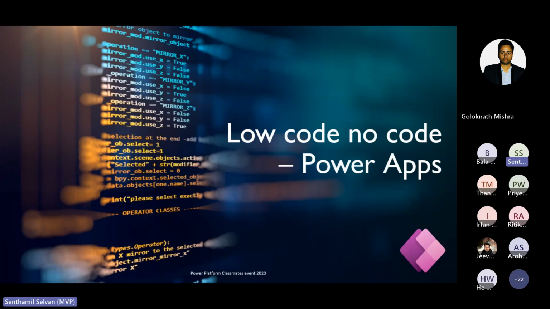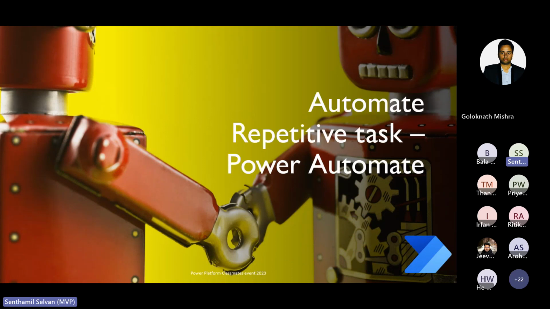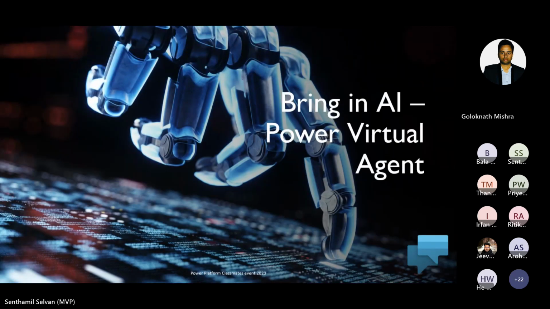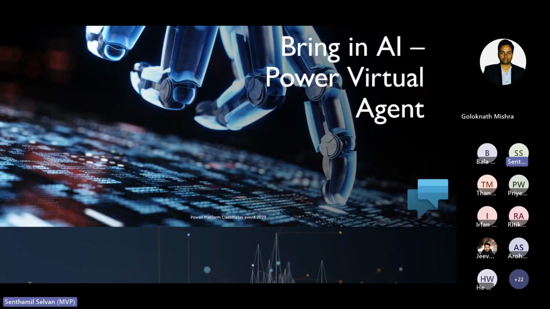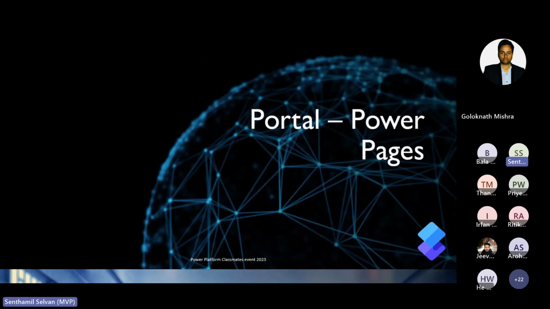Power Apps, low code, no code solution. Power Automate, you automate your solution based on your business process. We call it a business process engine when it comes to the enterprise level. Earlier we were doing custom workflows for most of the business process automation, but now you can do most of the things using Power Automate. This is Power Virtual Agent. This is again the same Power BI, Power Pages.